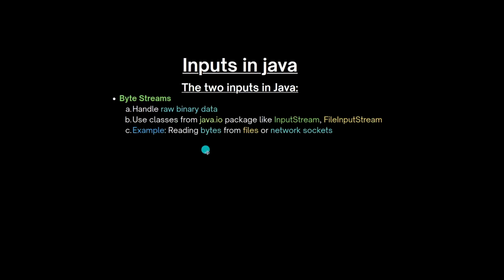Starting with the byte stream, they handle raw binary data. They use classes from the java.io package, and a package is just a collection of classes and interfaces that perform a specific task. For example, the InputStream and FileInputStream classes here. They are used in handling raw binary data. Another example of a java.io package class is the System class that we used in the previous lessons when printing out data. The InputStream class here can be used to read bytes from files, and also it can be used to read from network sockets. The FileInputStream can also be used to read bytes from files.